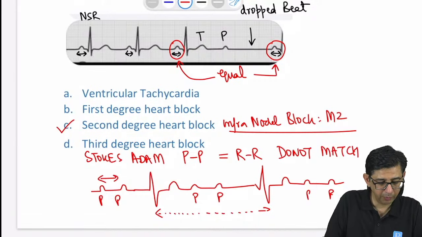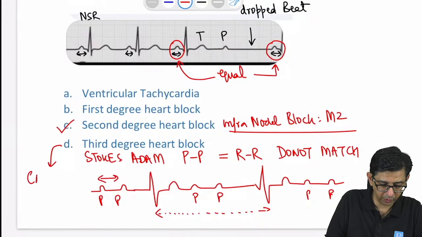Yes, third degree heart block will have giant A waves, that is Cannon A waves, because of the AV dissociation that is present. That would be Cannon A waves.